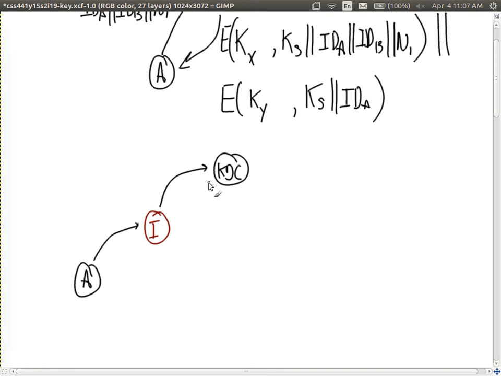So what they'll try to do is modify that first message. Let's see what they can try. So A sends the first message to the KDC as before: ID A, ID B, and a nonce value. The imposter intercepts. What can they do?